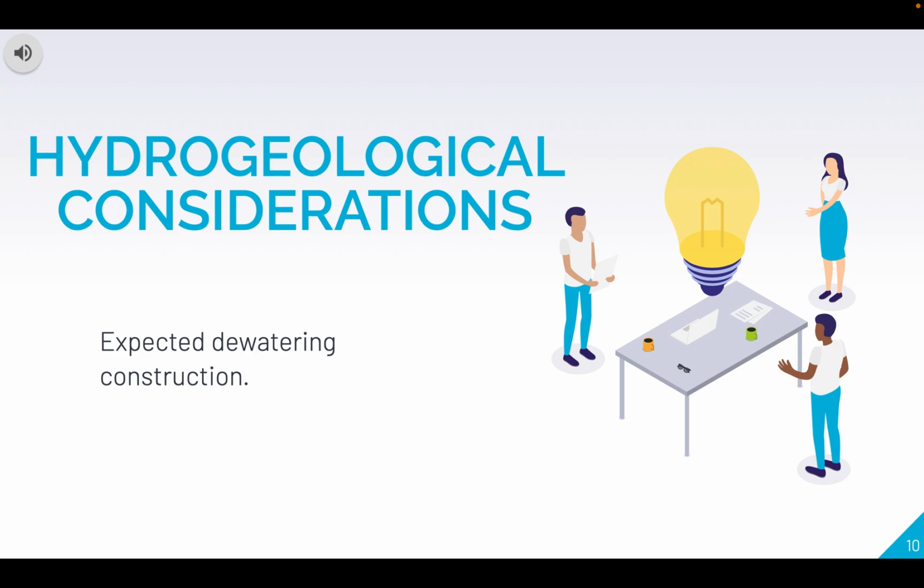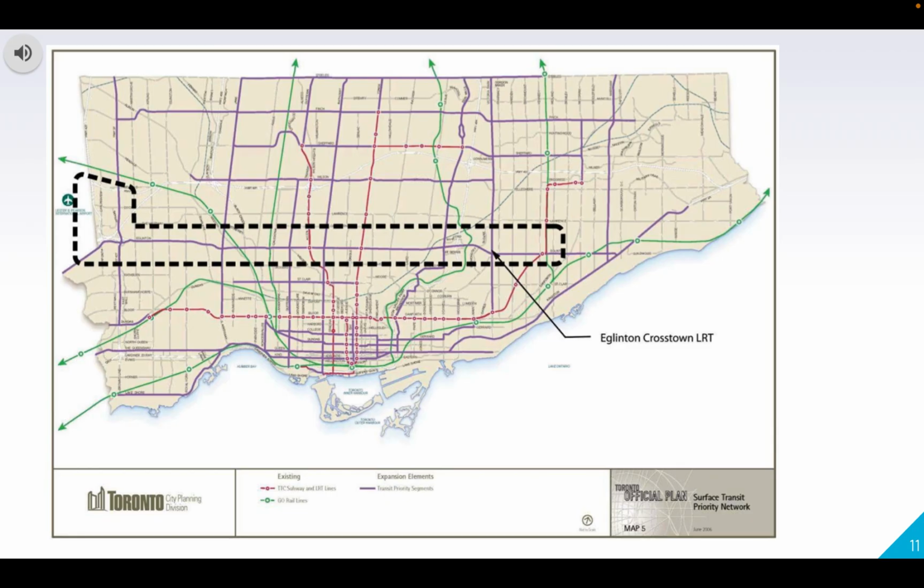Hydrogeology is the study of distribution and movement of water. As there is a sufficient supply of water in the Eglinton area shown, there are no expected effects on local water supplies due to the ECLRT's construction.